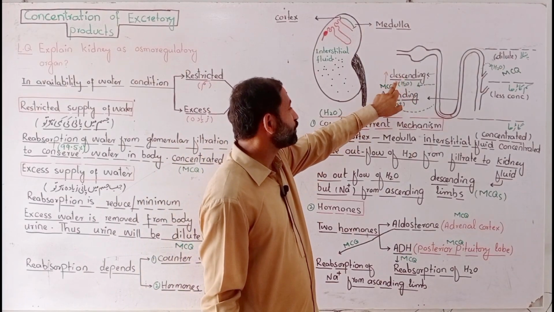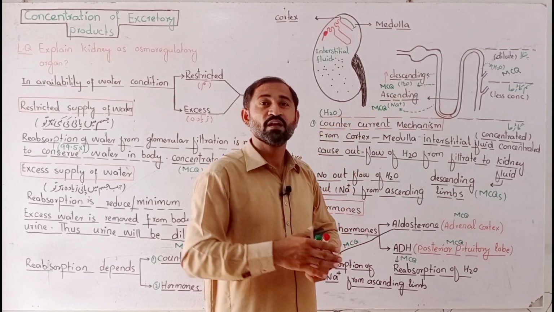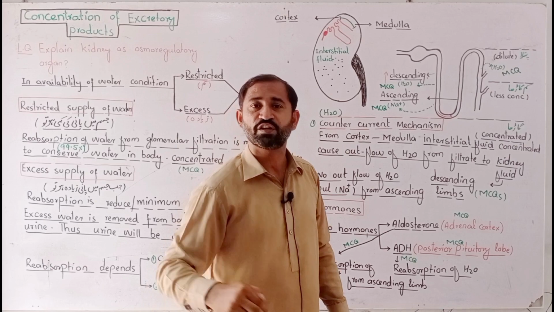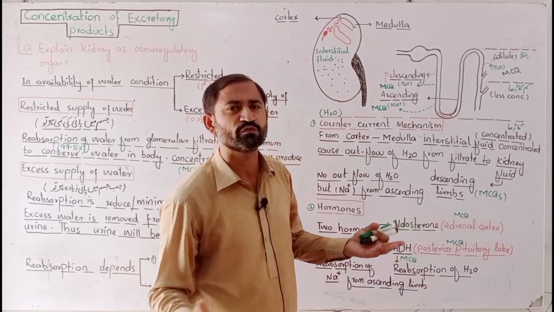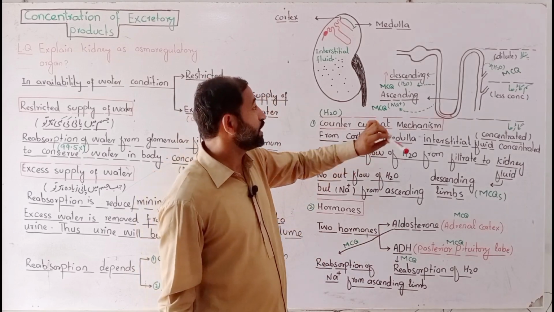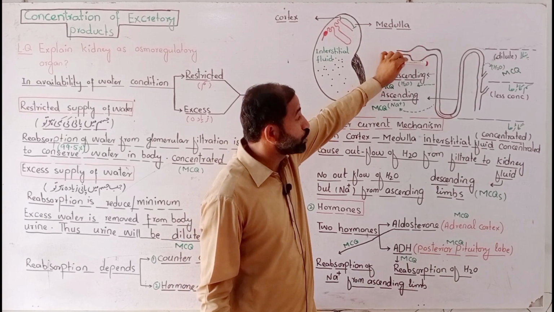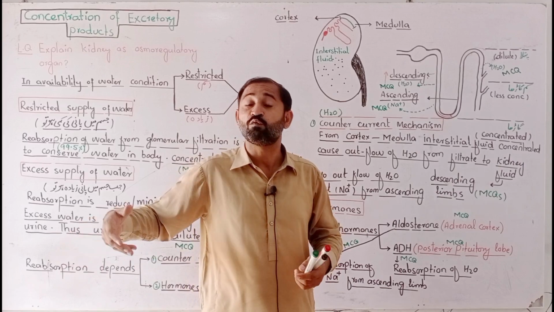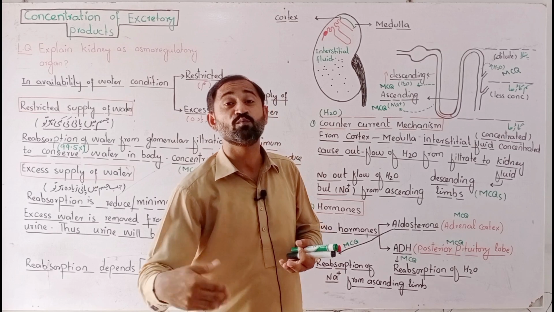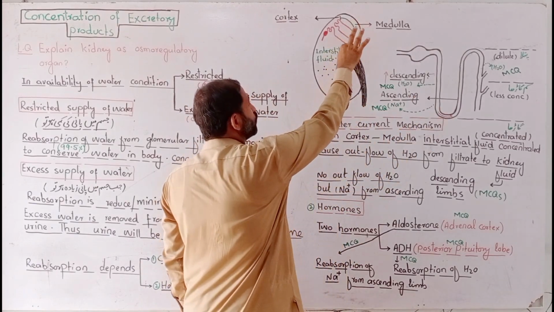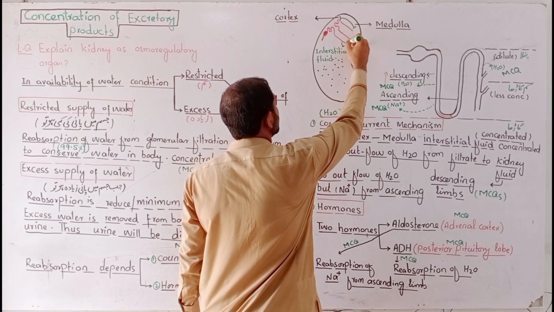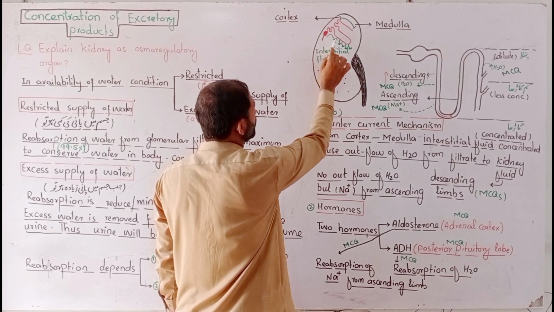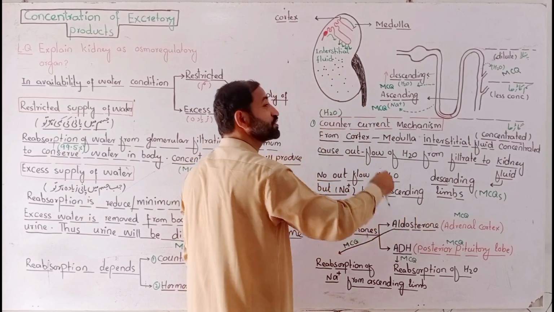So in this case, from the descending limb, water moves out. Why? The upper part is less concentrated, the lower part is more concentrated, and deep to the medulla is more concentrated. So water moves out through a similar process, osmosis, without expenditure of energy. So when urine moves from the renal corpuscle downward, it will become more concentrated. Why? Because water is released out through osmosis, since the lowest interstitial fluid is more concentrated. So when urine moves from the top into the loop of Henle, urine will become more and more concentrated.